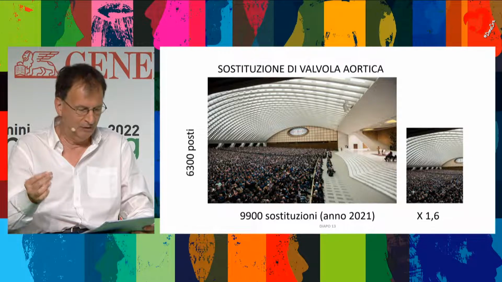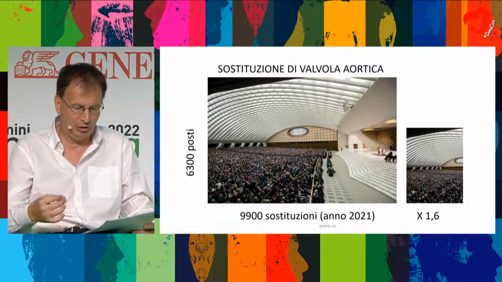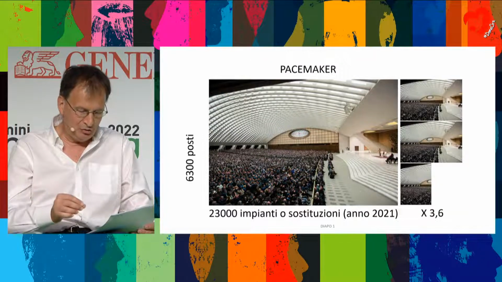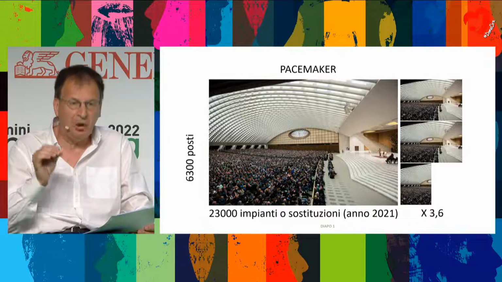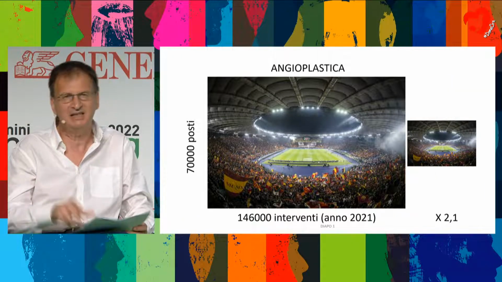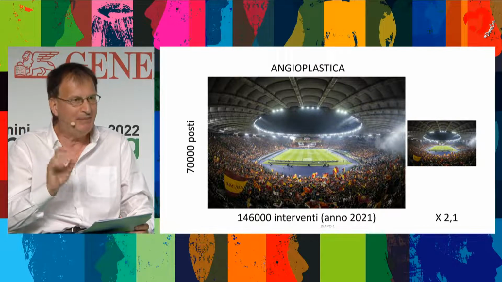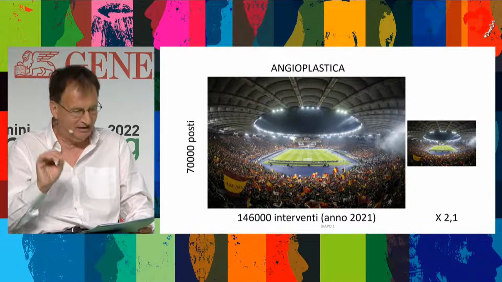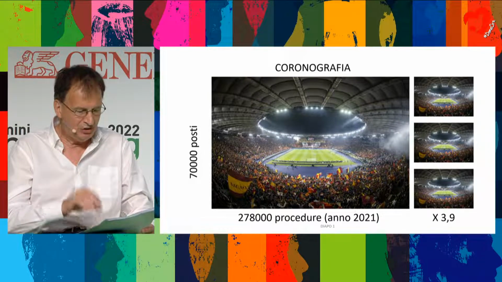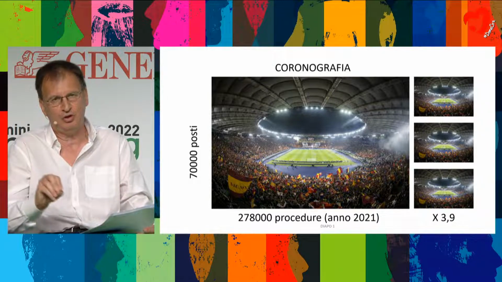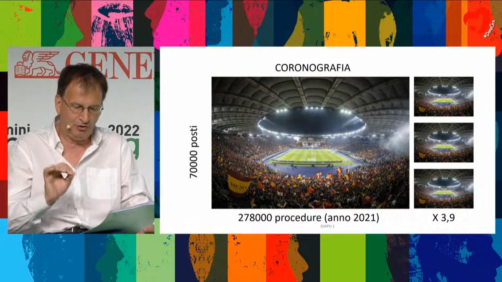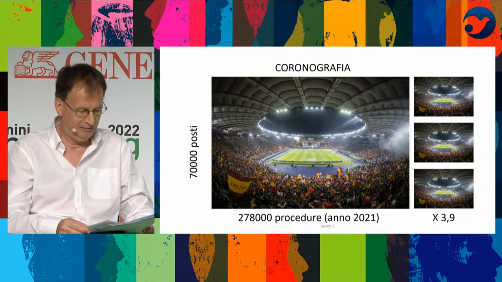So if we consider, for example, the size of the Aula Paolo VI in the Vatican, basically a lot of interventions were carried out as regards surgical operations for the application of pacemakers, a number of interventions much higher than that. If we consider angioplasty, we have to consider the number of seats of the Stadium of Rome, and the number of surgical operations is twice as much. And then finally, if we consider coronography, to study the function of the coronary vessels, the number of exams is 4 times as much as the number of seats contained in the Olympic Stadium in Rome.